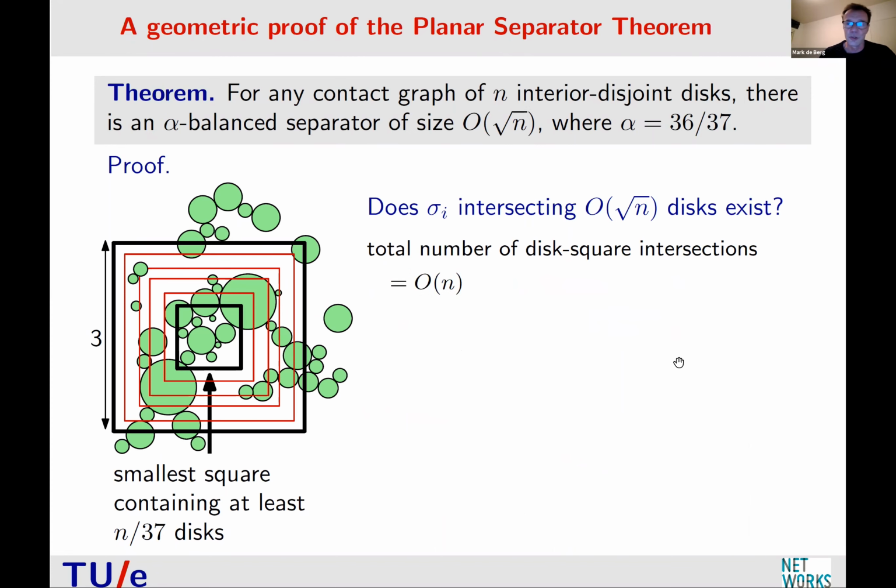Okay, so this was hopefully a nice geometric proof of the planar separator theorem. Wait, I forgot the last line. Of course, if the total number of pairs of disk and square that intersect is linear, and I had square root of n squares, okay, if the total is linear and I have square root of n things, then at least one of them must intersect at most square root of n disks, right? Because the average number of intersections is square root of n.